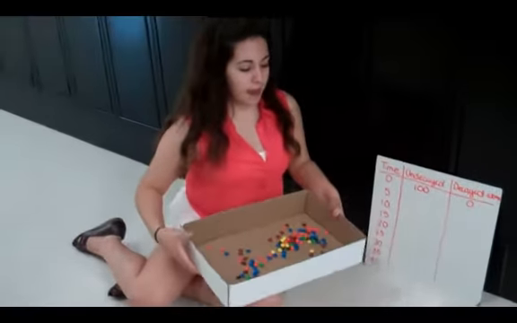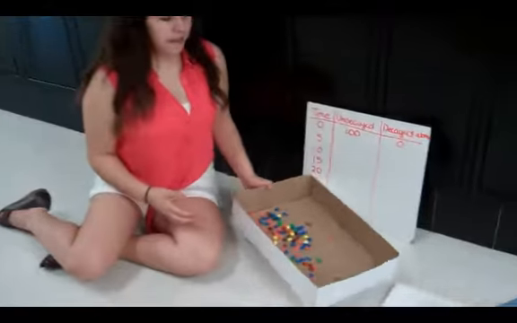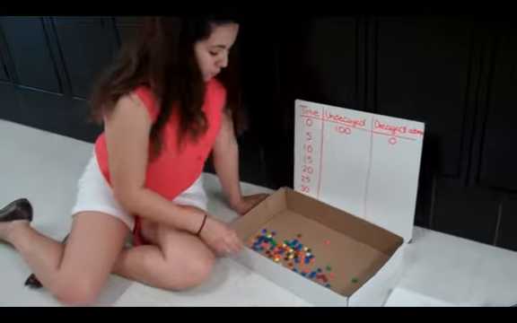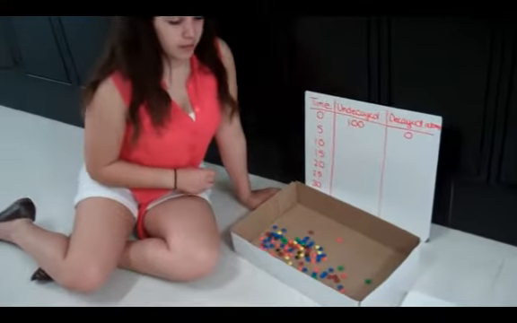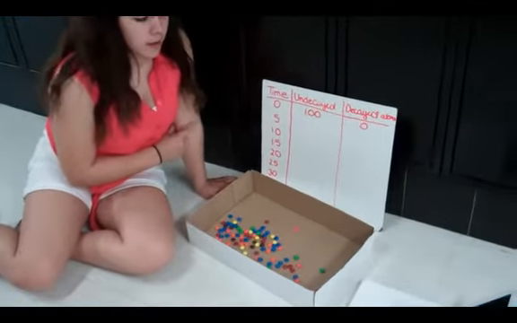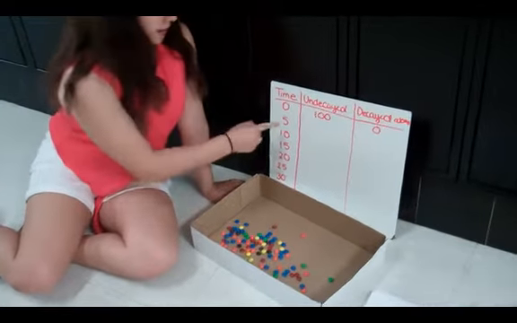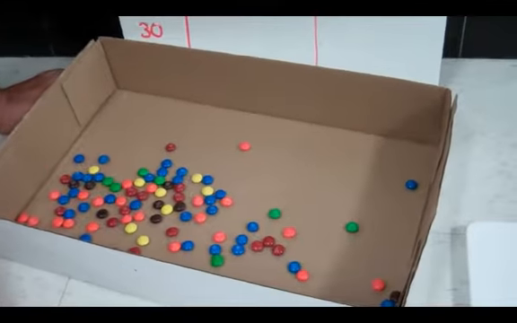Shake the box for 5 seconds. After 5 seconds, open the box and remove the atoms that are face up. These are the decayed atoms. Leave the non-decayed atoms in the box and count how many are left. Record this on the table at 5 seconds. Keep shaking and removing the decayed atoms until all atoms have decayed.